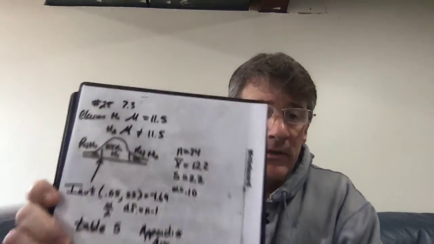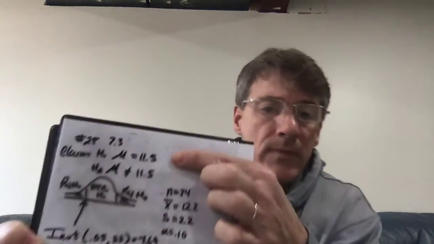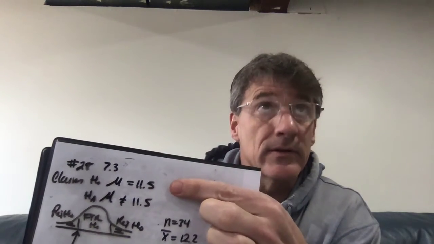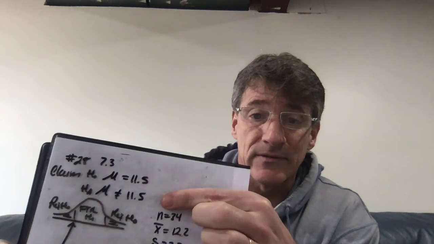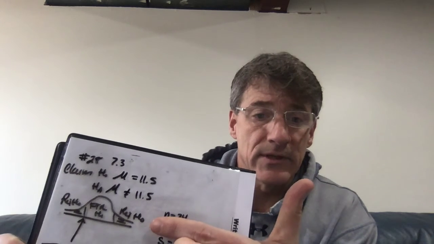Real quick, it reads, an oceanographer claims, good trigger right there, we're looking for the word claims, that the mean dive duration of a North Atlantic right whale is 11.5 minutes. Now notice it says is, in math that is equals. So we have the null and the alternative established this way. Just focus right up here at the top. The null: the mean is 11.5. The alternative then is not 11.5, and because it's a not equals, we have a two-tailed test.